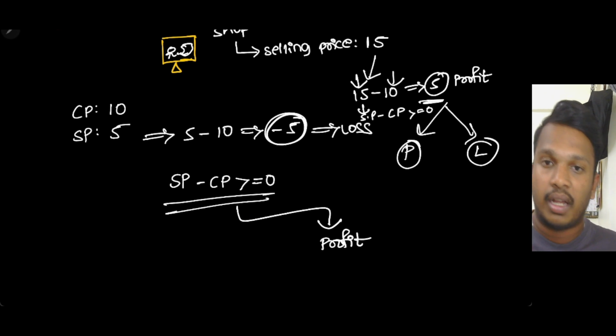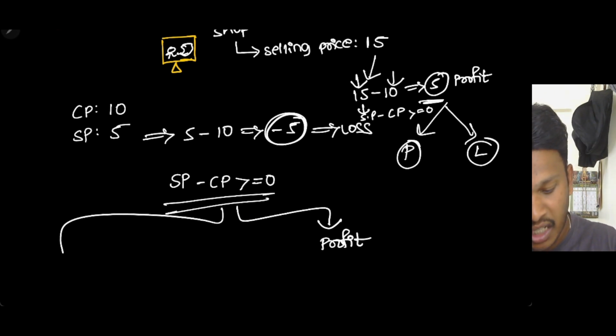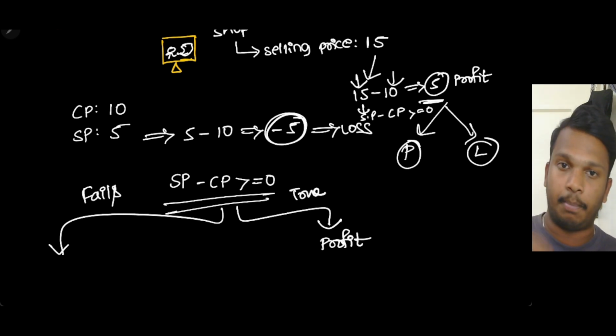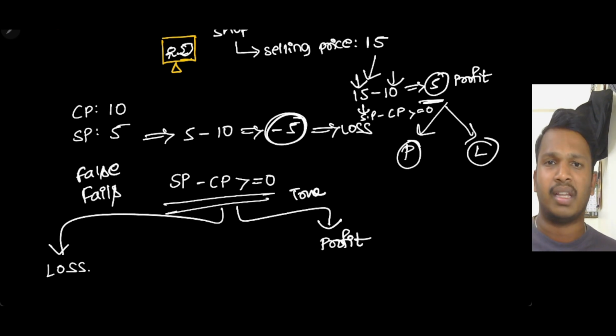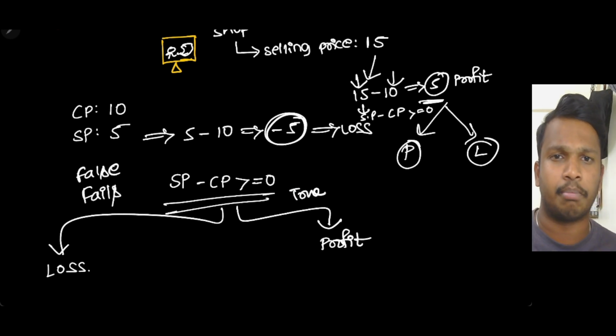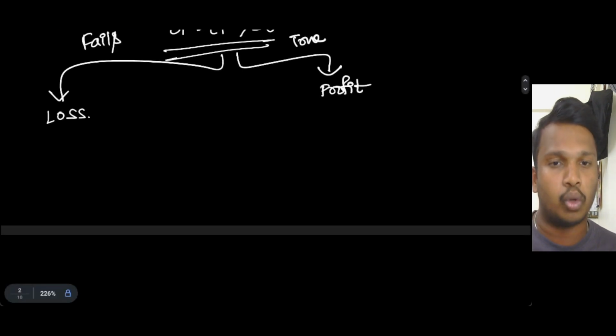What if the condition fails? If the condition passes, true, then he will get profit. If the condition fails, means in case of false, then what will he get? Loss. That's all. The condition is very simple. Just profit or loss he will get. Only two scenarios. Now, how to write the program?